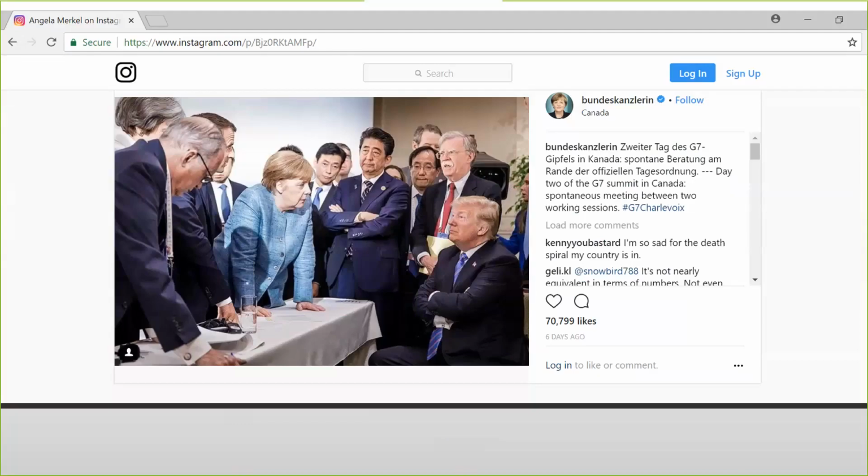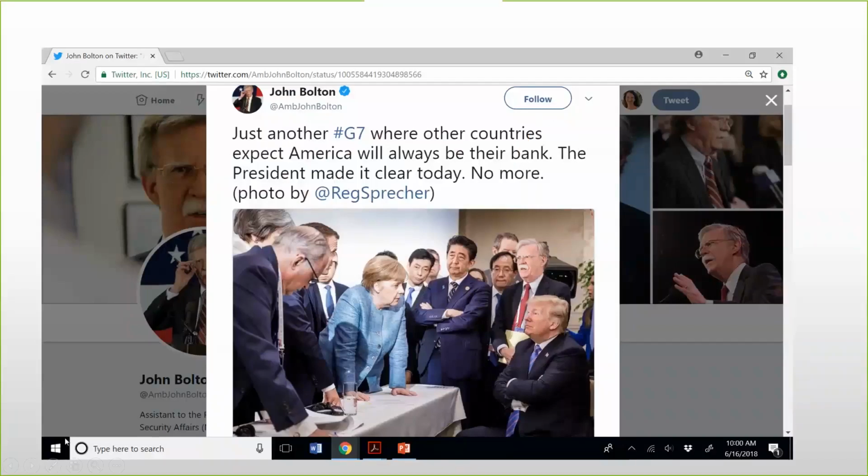Here's another example. Again, this isn't fake. This came from Angela Merkel's Instagram feed after the G8 summit. What's interesting, though, is how the same picture is picked up by other Instagram users. For instance, John Bolton used the same image but with a very different message on his Instagram page. Here he says, just another G7 where other countries expect America will always be their bank. The president made it clear today, no more. So the body language that you may have read in the first image from Angela Merkel changes in John Bolton's Instagram feed because of the way he's framing it.